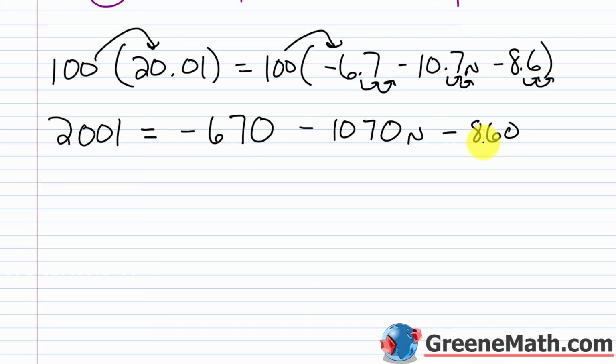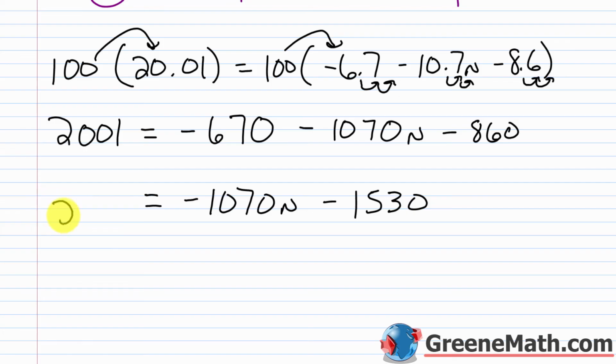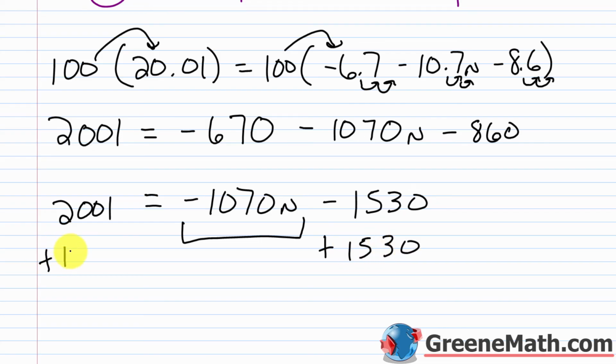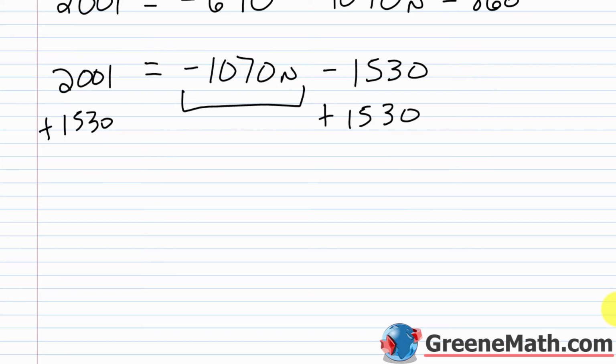So I would combine like terms here on the right. Negative 670 minus 860 is negative 1,530. So this will be negative 1,070n and then minus 1,530. And this is equal to, over here on the left, we have 2001. So I still want to isolate my variable term. And to do that, I'm going to add 1,530 to both sides of the equation. And so 2001 plus 1,530 is 3,531. And this equals negative 1,070n.